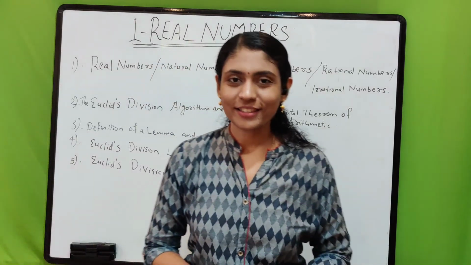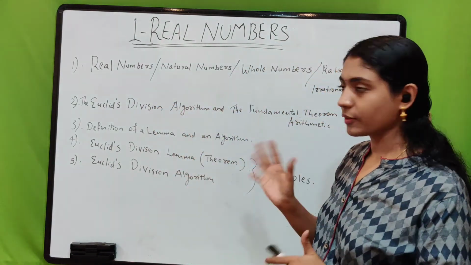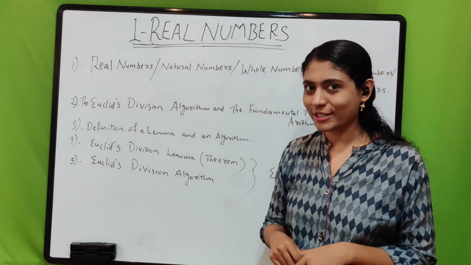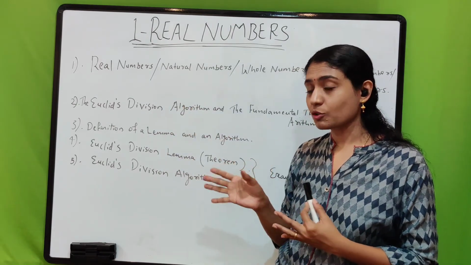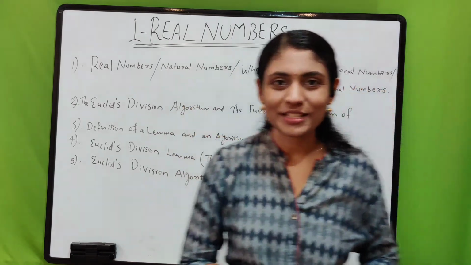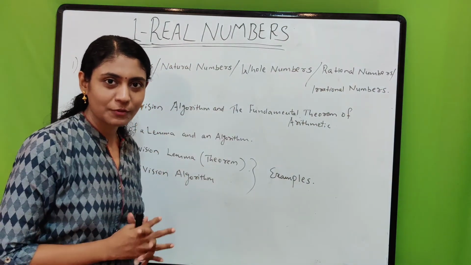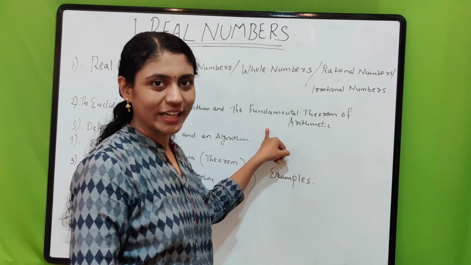So friends, in this class we discussed these 5 points, right? First we discussed the difference between real numbers, natural numbers, whole numbers, rational numbers and irrational numbers. Then we defined the difference between Euclid's division algorithm and the fundamental theorem of arithmetic. What is Euclid's division algorithm? It is the divisibility of integers, while here this deals with the multiplication of two positive integers.